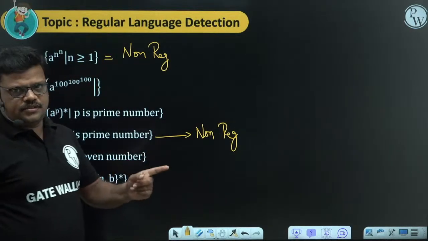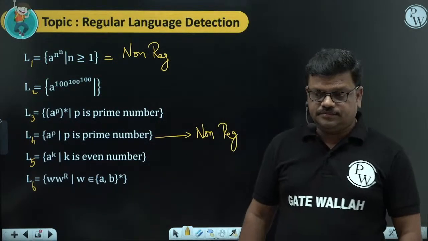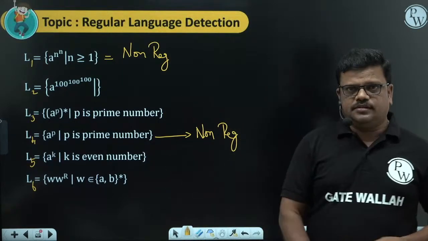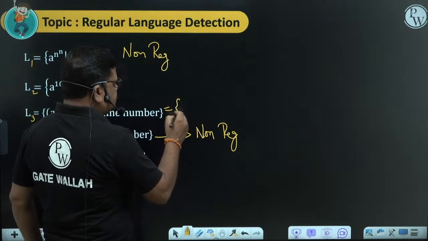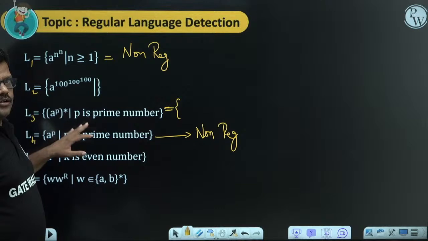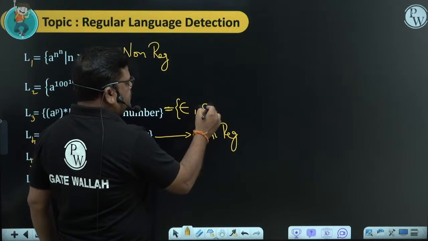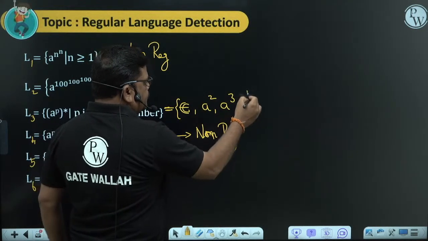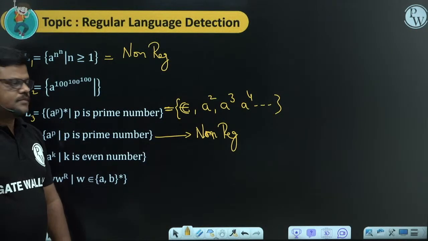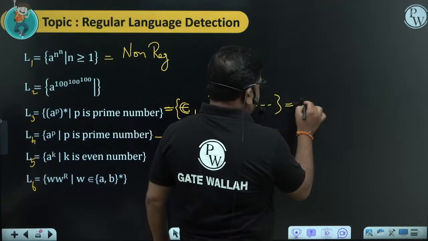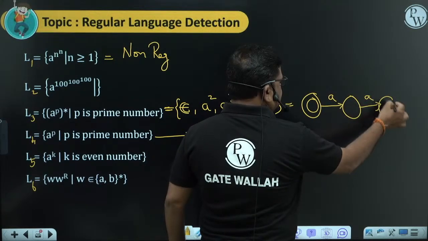All these things are in the previous recording, from the previous class. If anybody has confusion or missed the previous session, please watch that recording to understand how we solve this. Then L3, what is L3? If we apply Kleene closure on a to the power p, where p is prime, we get epsilon, 1a is missing, 2a, and after that everything. So we can construct a clear-cut DFA for this: epsilon is accepted, 1a rejected, 2a is accepted, then everything is accepted.